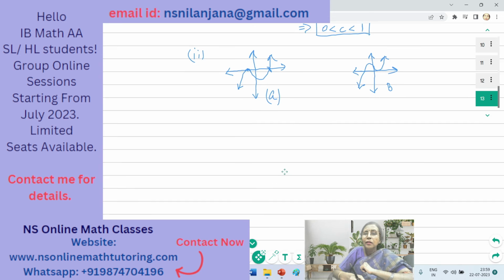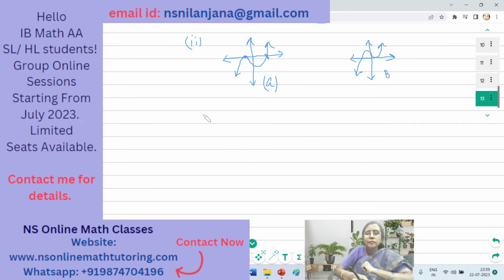But again, since the y-intercept is 2, therefore the B has to be taken. Because if we take this, the y-intercept will be a negative number.